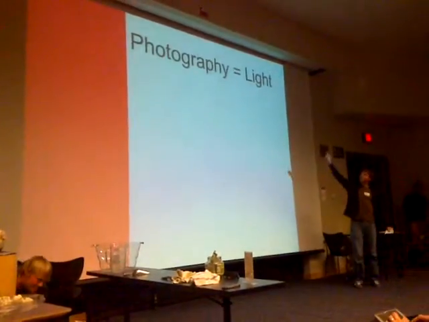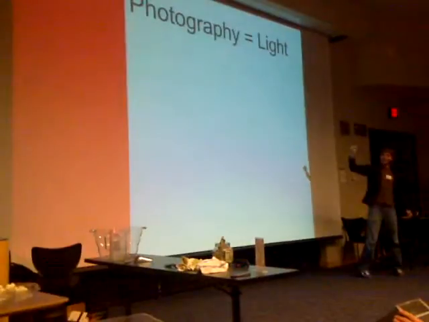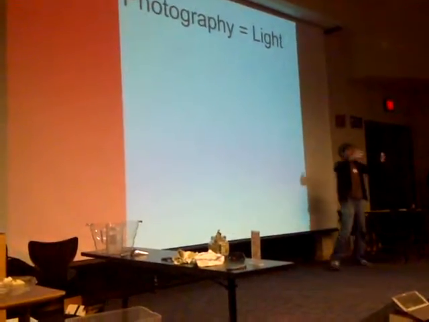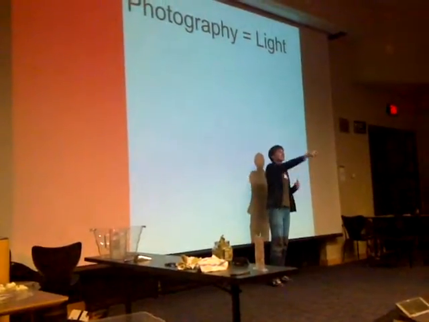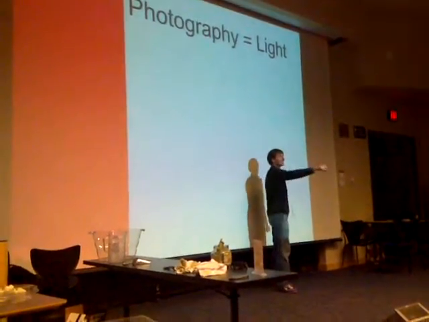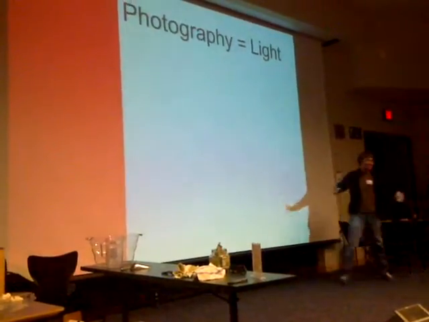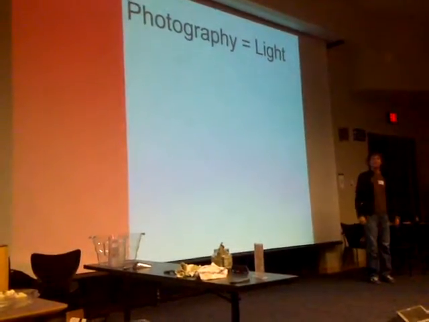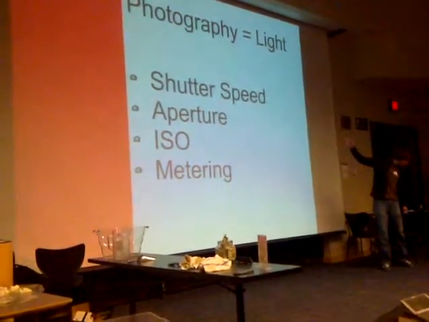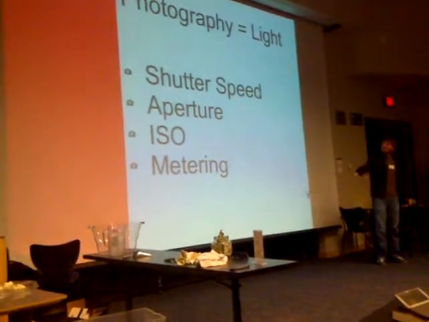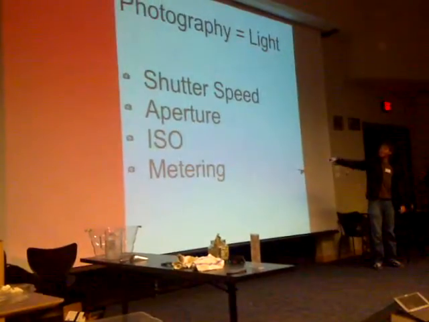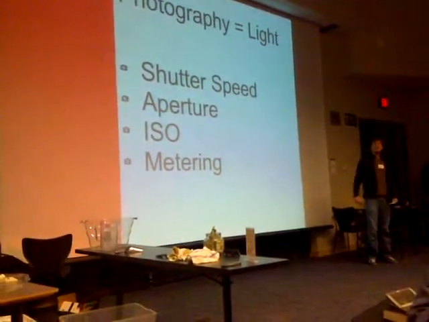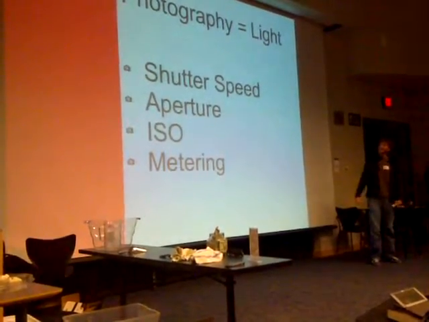Okay. So photography, I think, is light. So we've got me standing up here and light coming down at me. And if you have a camera, it's going to come off me and onto your sensor. So when we're dealing with that, we've got some settings on the camera that we might want to consider. We've got shutter speed, aperture, ISO, metering. It turns out it's all really simple and actually kind of fun.